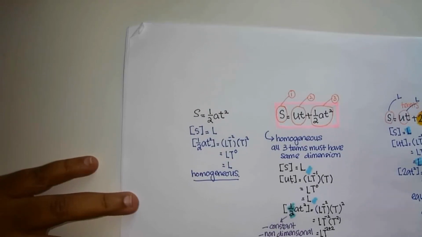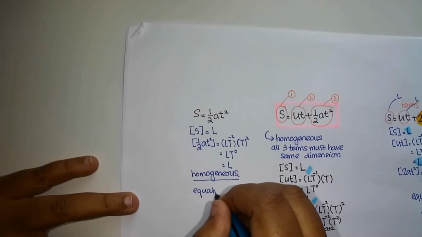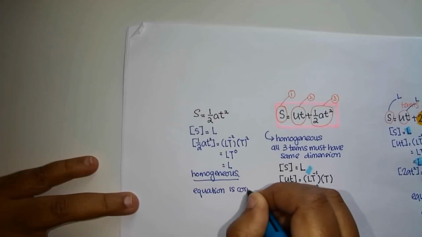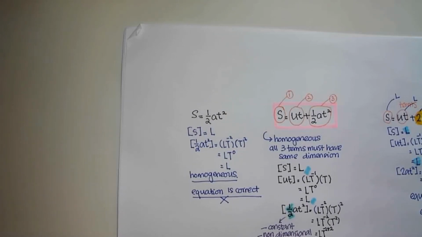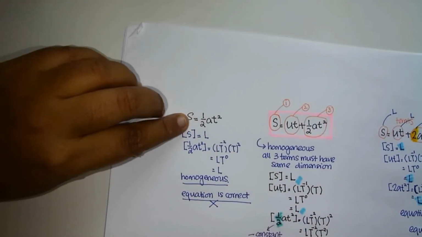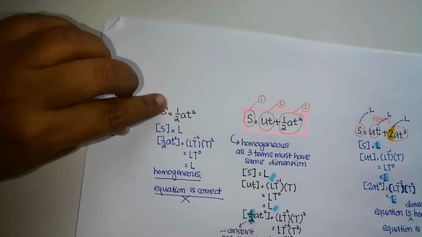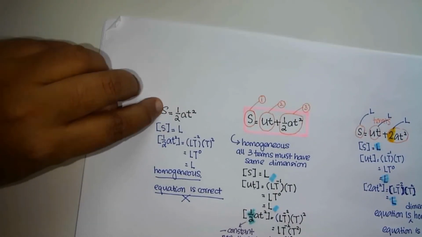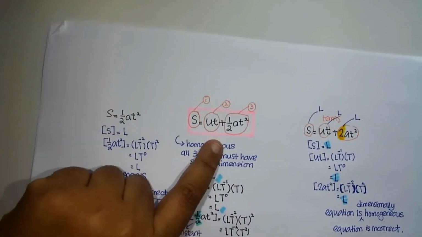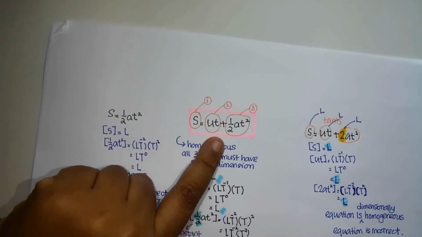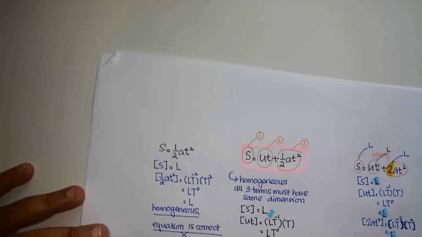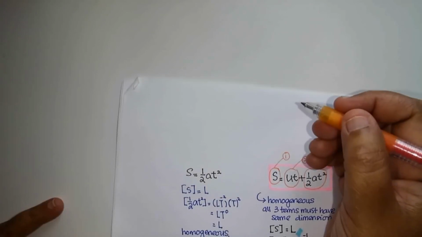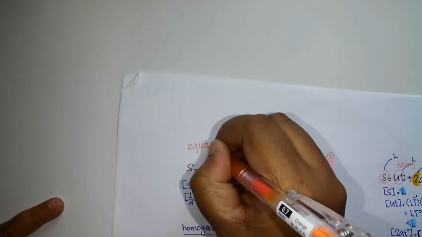But is the equation correct? No, the equation is not correct. Why? Because the equation is incomplete or contains incorrect terms. The terms for the relationship of distance with acceleration and time will actually be in this way. Okay, so this will be the only correct equation. So in this case, the equation is incorrect because the equation is incomplete.